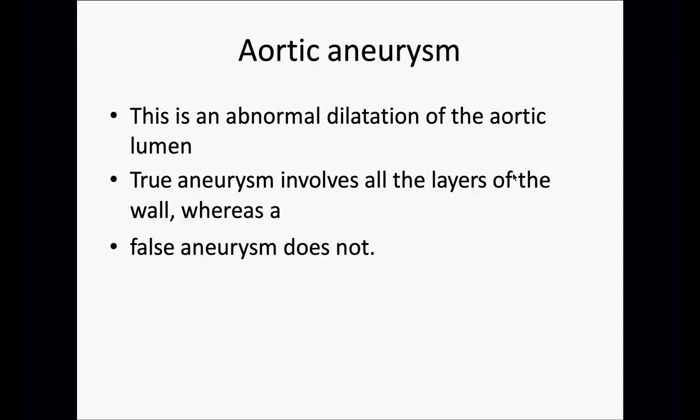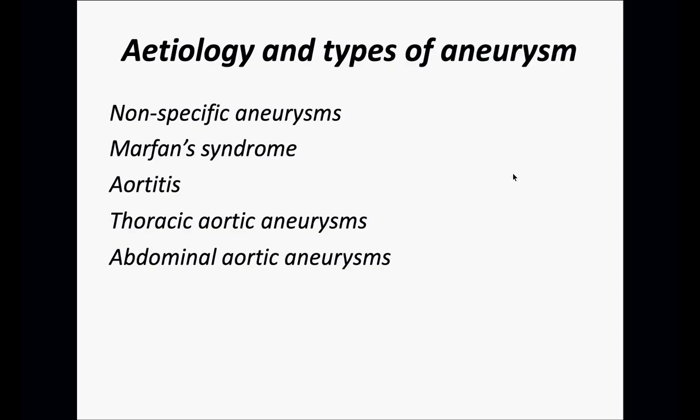Aortic aneurysm is abnormal dilation of the aortic lumen. A true aneurysm involves all layers of the wall, whereas a false aneurysm does not involve all layers. Why does aortic aneurysm occur? Next slide. Either due to non-specific causes, idiopathic, or due to Marfan, or due to aortitis, or due to thoracic aortic aneurysm, and the classification of the aneurysm is into thoracic and abdominal aortic aneurysm.